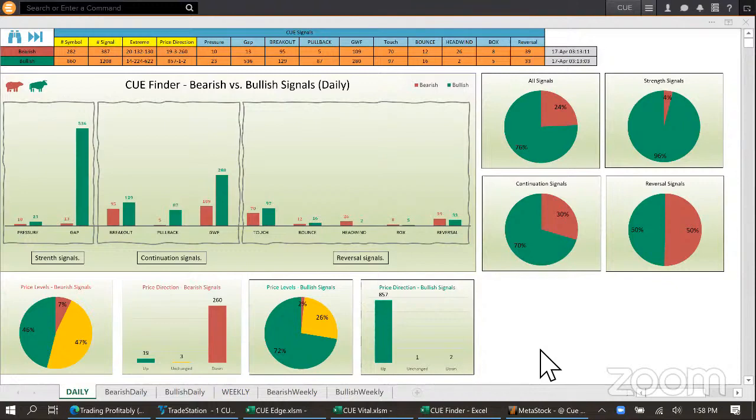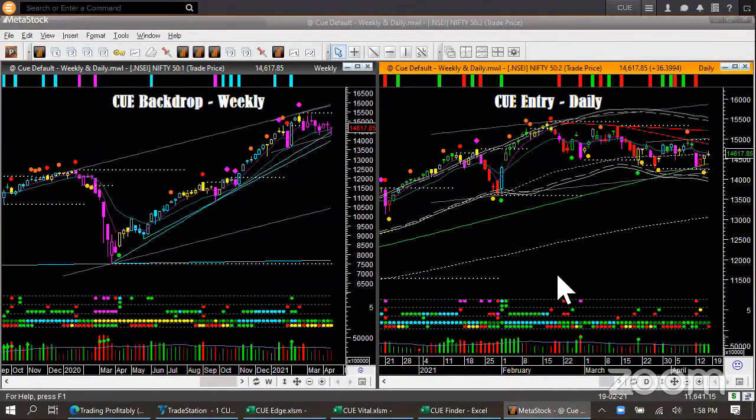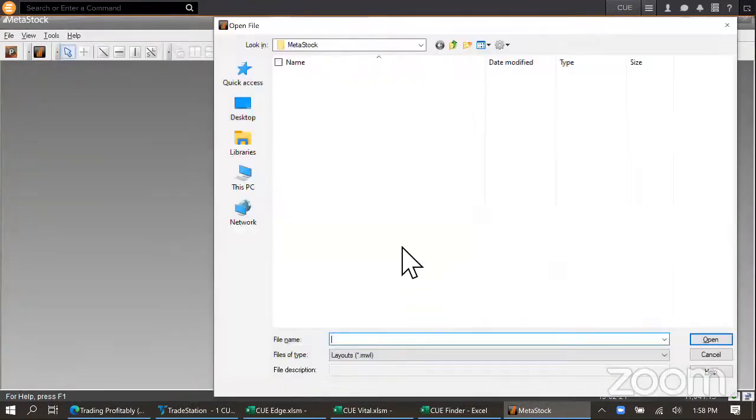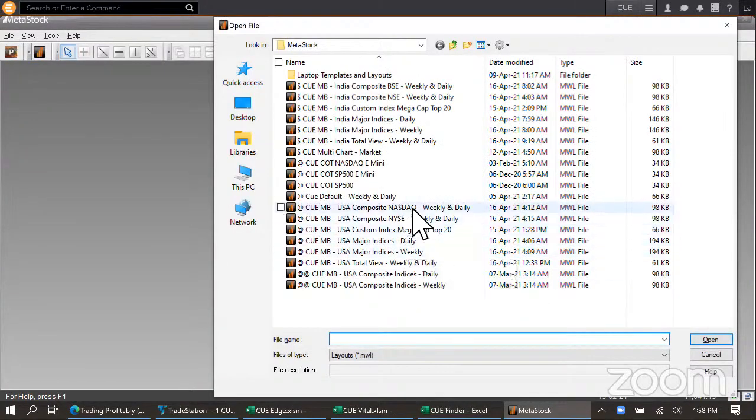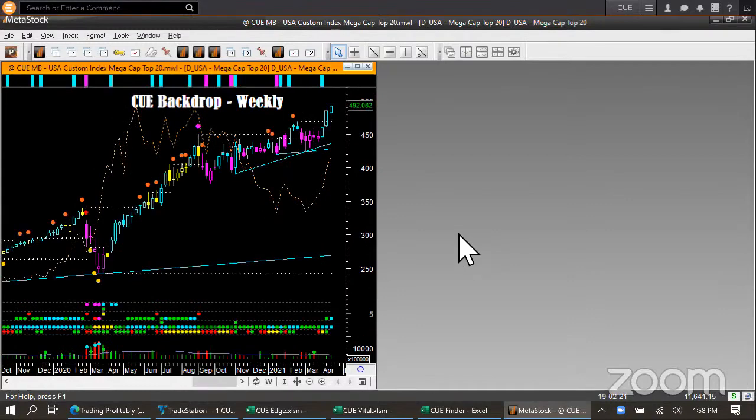Another way I look at the market using Q systems is market internals. There are several studies. Let's look at a few of them. Let's look at the mega caps first. Using the Q custom index mega cap top 20. As usual, using the weekly daily interval.